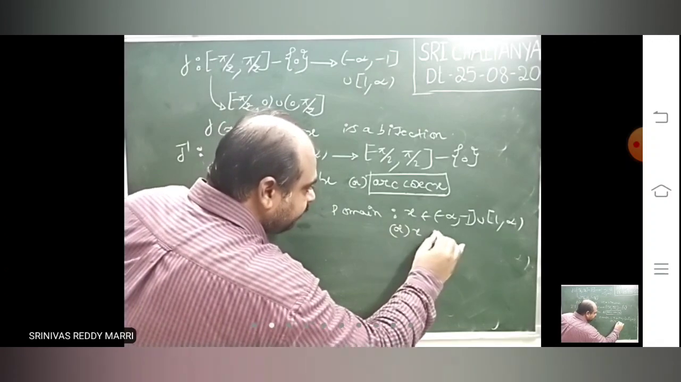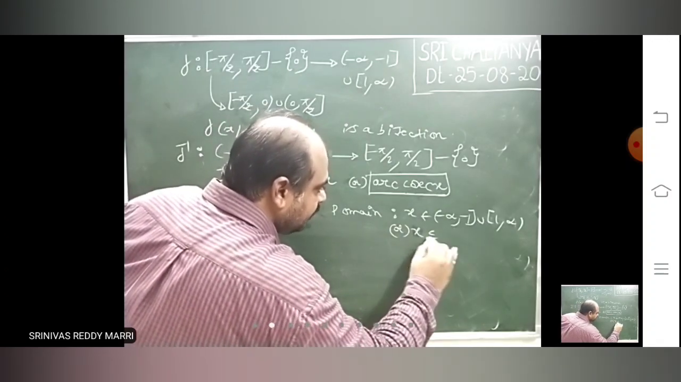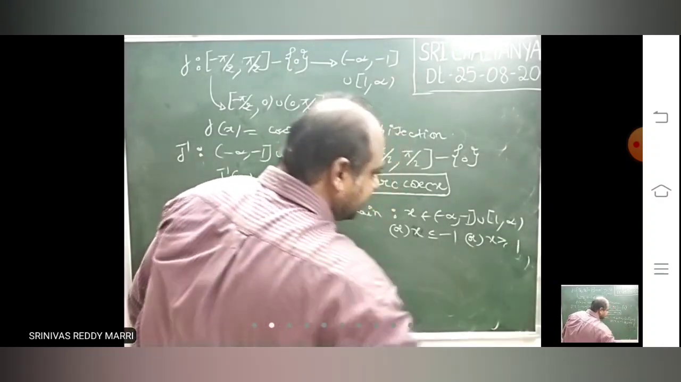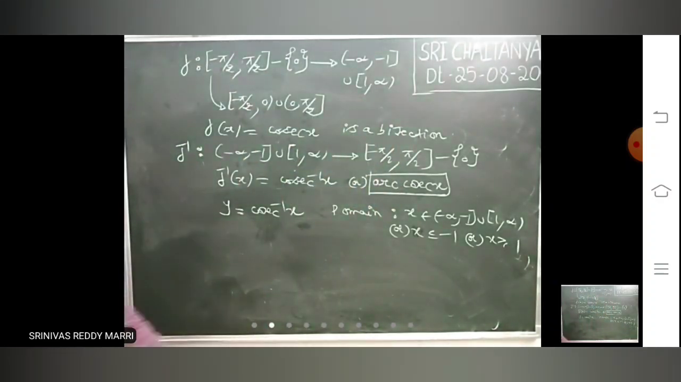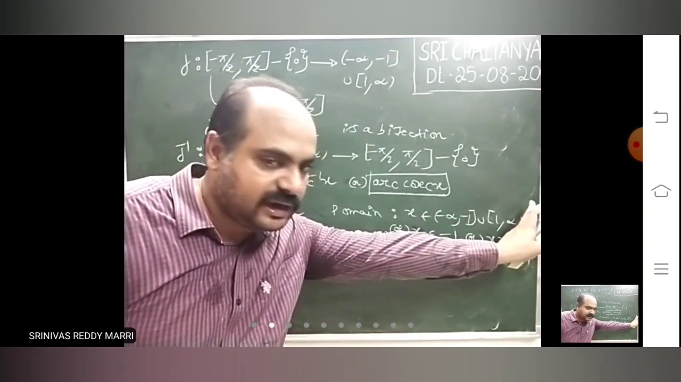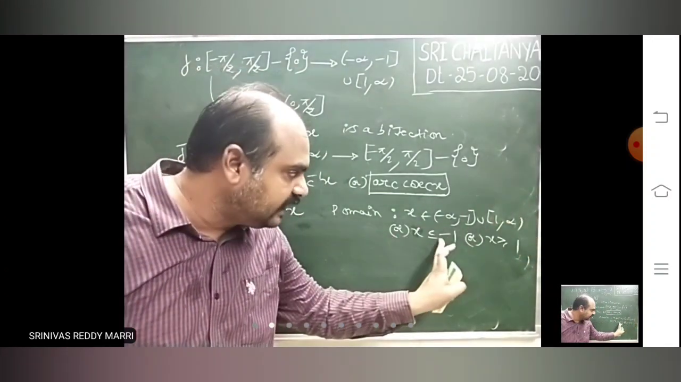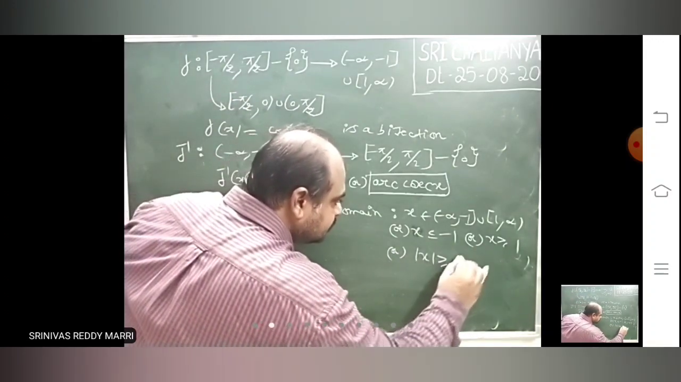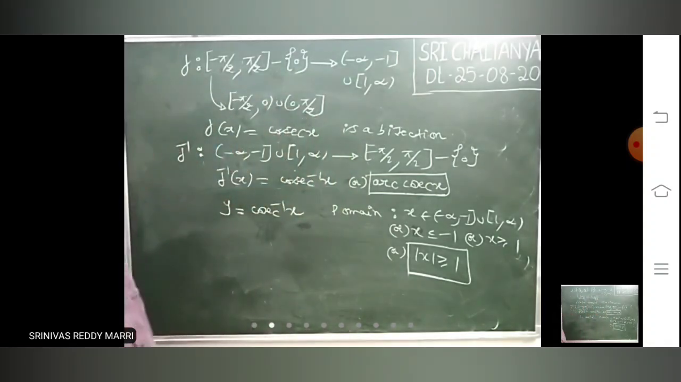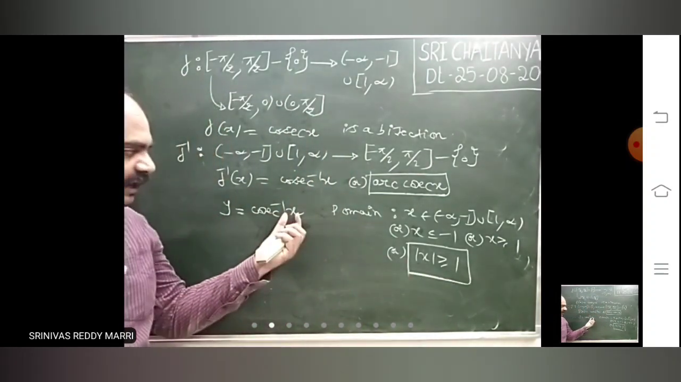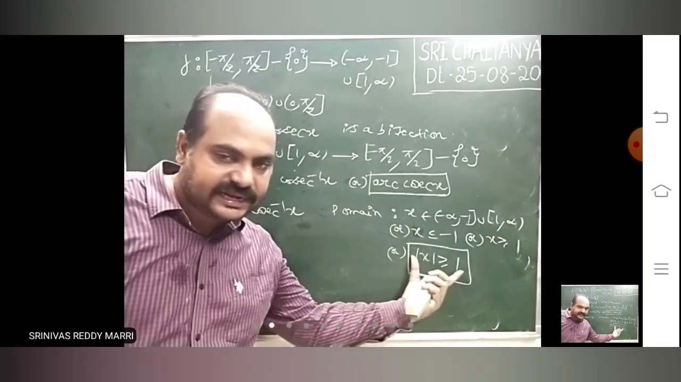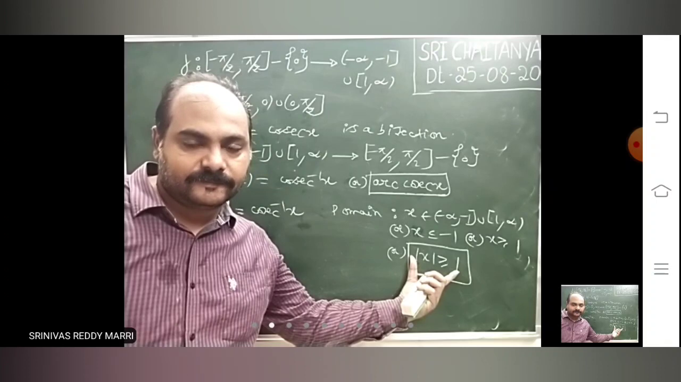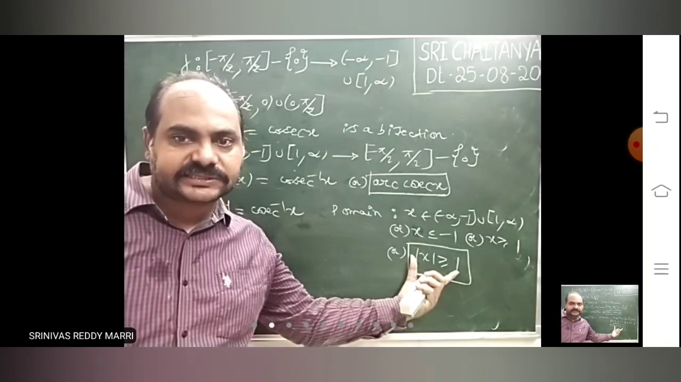This means that it will be defined only when x is less than or equal to minus 1 or x is greater than or equal to 1, then only it will be defined. Or simply you write the rule modulus x greater than or equal to 1. This is the rule we will use. Inside whatever is there, modulus of that greater than or equal to 1 is the rule for calculating the cosecant inverse function, just similar to secant inverse x.